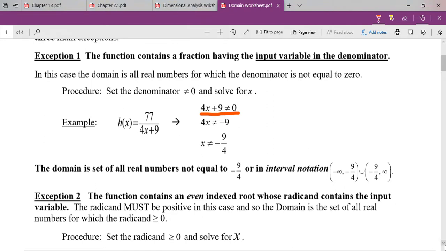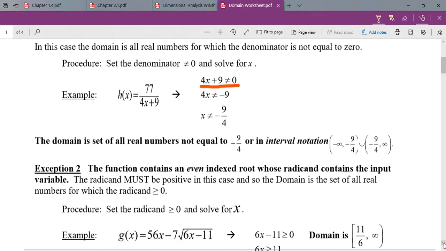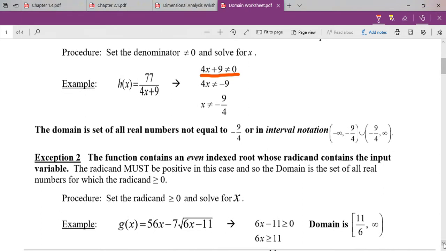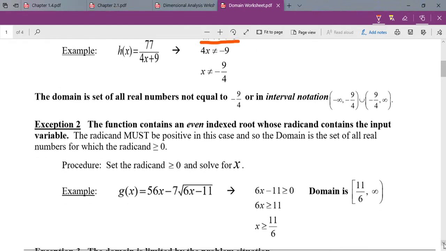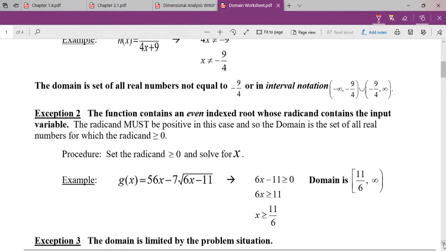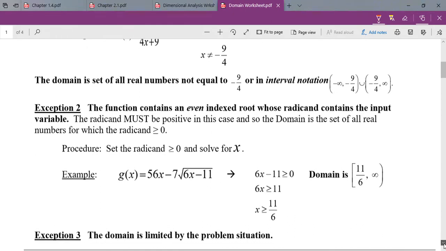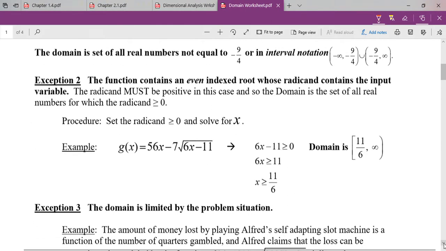Now with exception 2, it says the function contains an even indexed root whose radicand contains the input variable. The radicand must be nonnegative in this case, and so the domain is the set of all real numbers for which the radicand is greater than or equal to 0. So what you're going to do is set that radicand greater than or equal to 0, and then solve for x. Here, with this example, we've got g of x equals 56x minus 7 square root 6x minus 11.